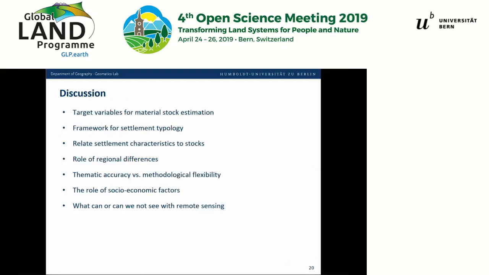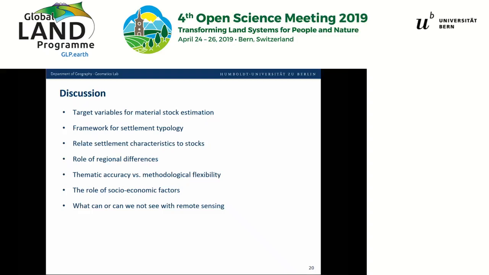And the questions that come from here are even more basic than when we talk about functional types. Like, alone, what are the target variables that we can map and that correspond to material stocks? What might be a framework for settlement typology? I mentioned that. How can we relate settlement characteristics to stock? Like, what is the role of regional differences? Which is much more important when you go into interpretation than when you go into physical mapping.